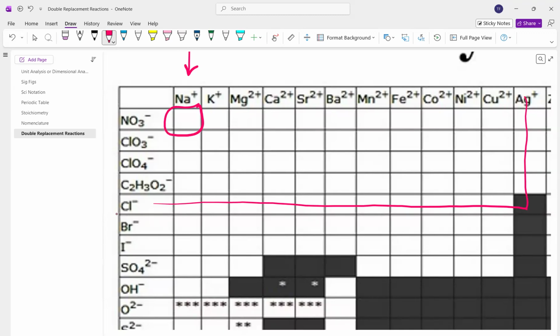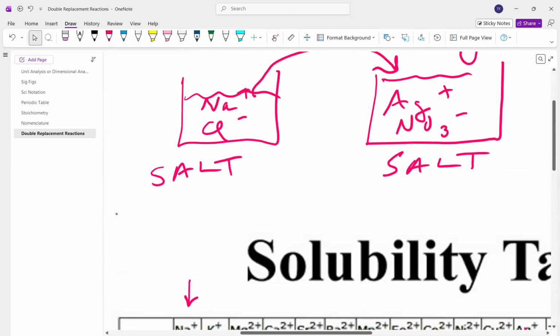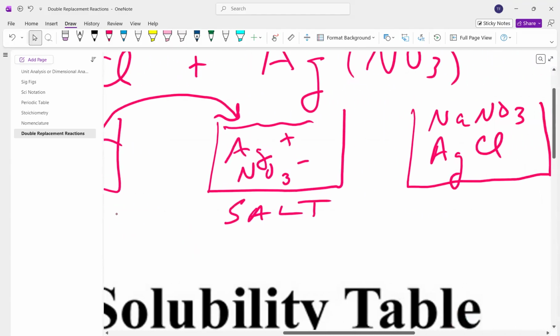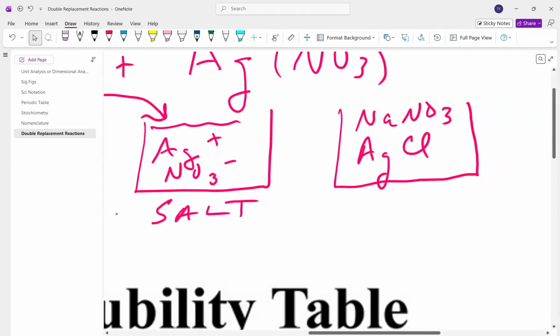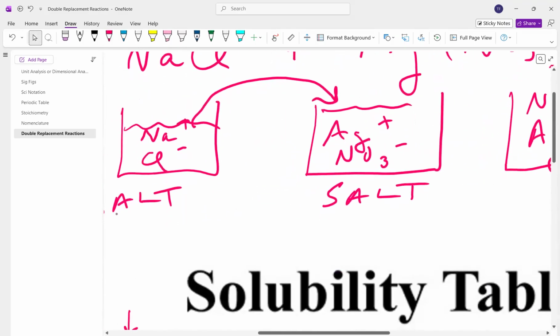So when we mix these two together, in this new concoction, this becomes a solid. And this becomes separate ions. That's called AQ. And these are going to be over here, AQ as well, meaning they're just plain old ions.